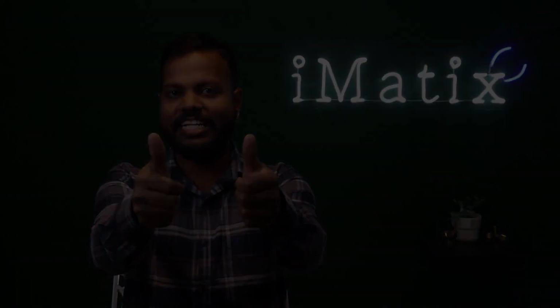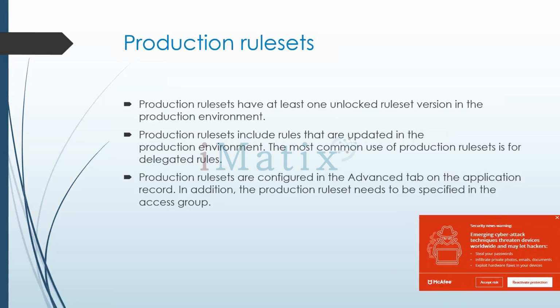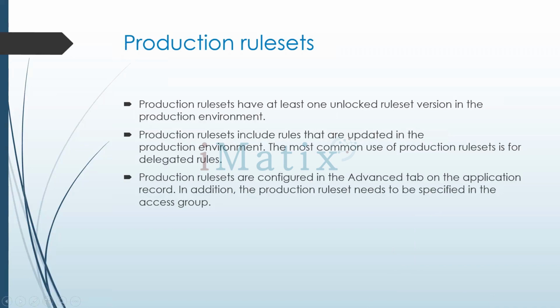So let's get started. These production rule sets are typically for handling some rules directly in the production environment. The other rules that are part of your application rule sets will all be design time aspects. I mean, you create the rules, you modify them. Those are typically for your developers. Whereas production rule sets are different.